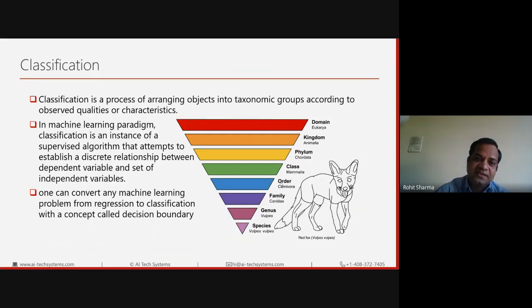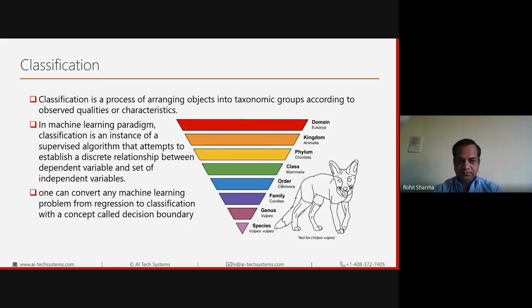Now come to classification. Classification is a process of arranging objects into taxonomic groups according to the observed qualities and characteristics. So that's a textbook definition. In spoken words, you come up with discrete values of classes. And the classical example of that is handwritten digit recognition, that I guess we have gone through already. So you are writing a digit, and a machine learning algorithm will try to identify what kind of digit it is. Given single digits, there are only 10 for a base 10 number. So that means that you have 10 classes.